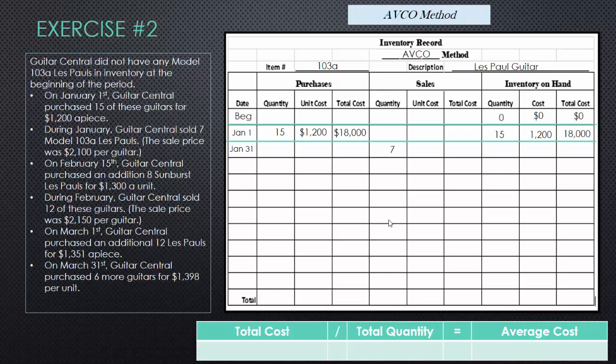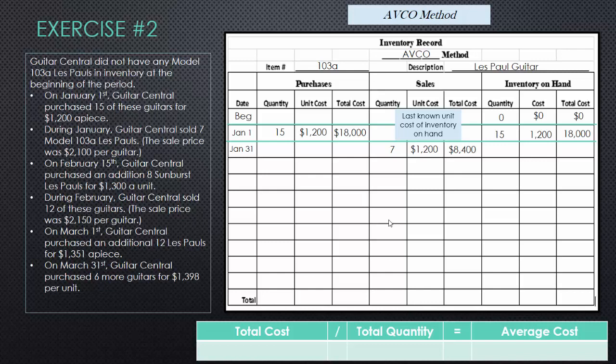And I know the sales price was $2,100 per guitar, but the sales section on our inventory record records not our sales price, but our unit cost that we paid to acquire the guitars. What I'm saying is, under the AVCO method, whenever we make a sale, we're always assuming that we are selling at the last known unit cost of our inventory on hand, which in this case was $1,200. So the cost of goods sold we would recognize on January sales is $8,400.